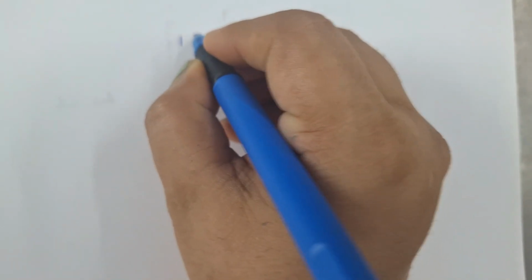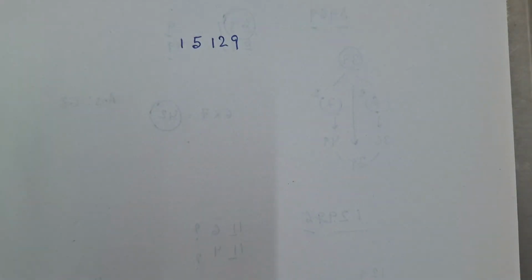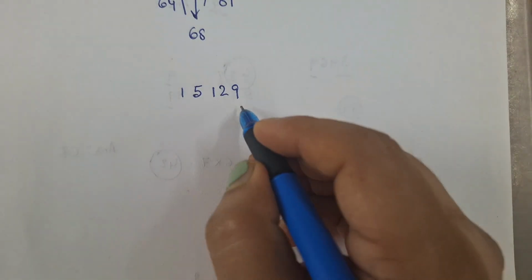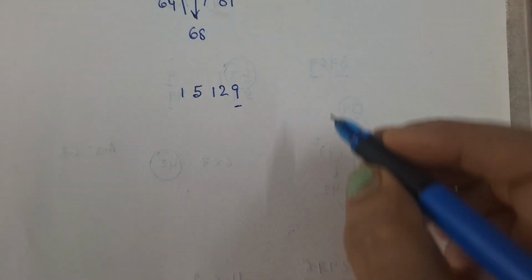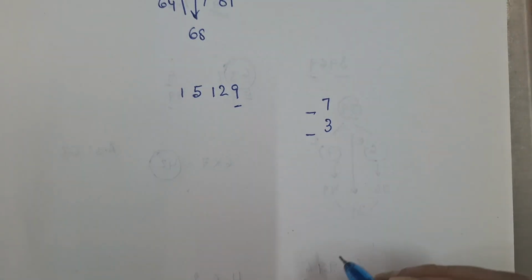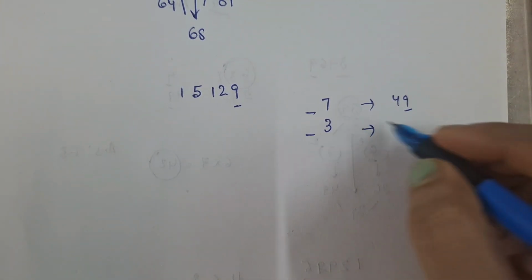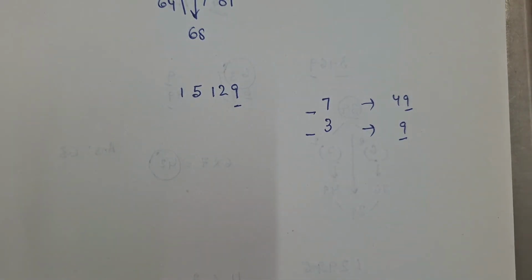15129 is your number. Now identify possibilities for the last digit. For 9 we have 7 and 3. So the number can either end with 7 or it can end with 3. Why? Because 7 square is 49, last digit is 9, and 3 square is 9, which is also ending in 9. Next, strike off two digits.